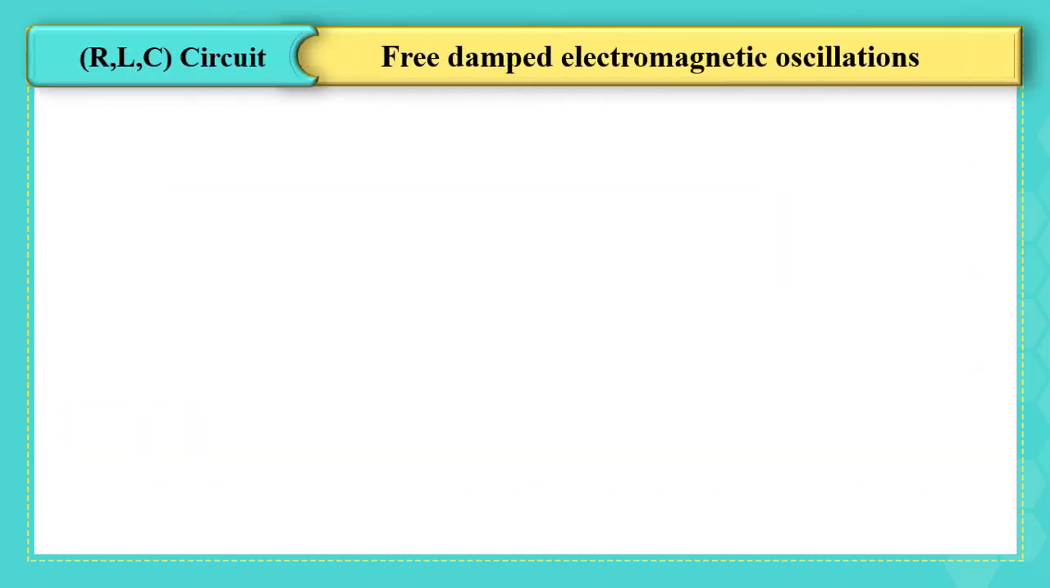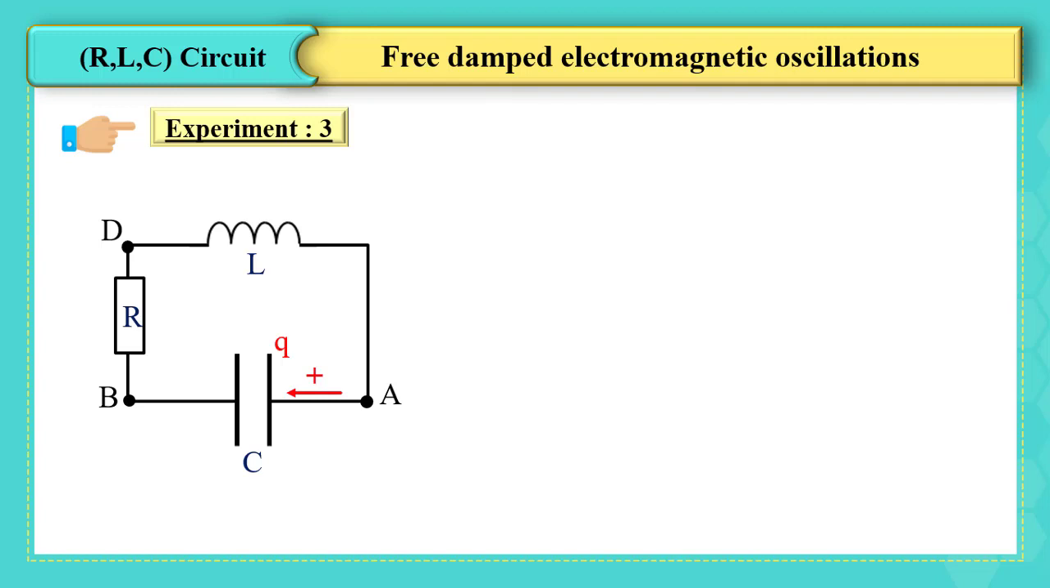We have the knowledge that for a damped oscillation, there would be a resistive force. In electricity, we add a resistor to the circuit, therefore we call it an RLC circuit. We performed an experiment where we connected a capacitor of capacitance C, which has a charge Q, in series with a purely inductive coil of inductance L and a resistor of resistance R.